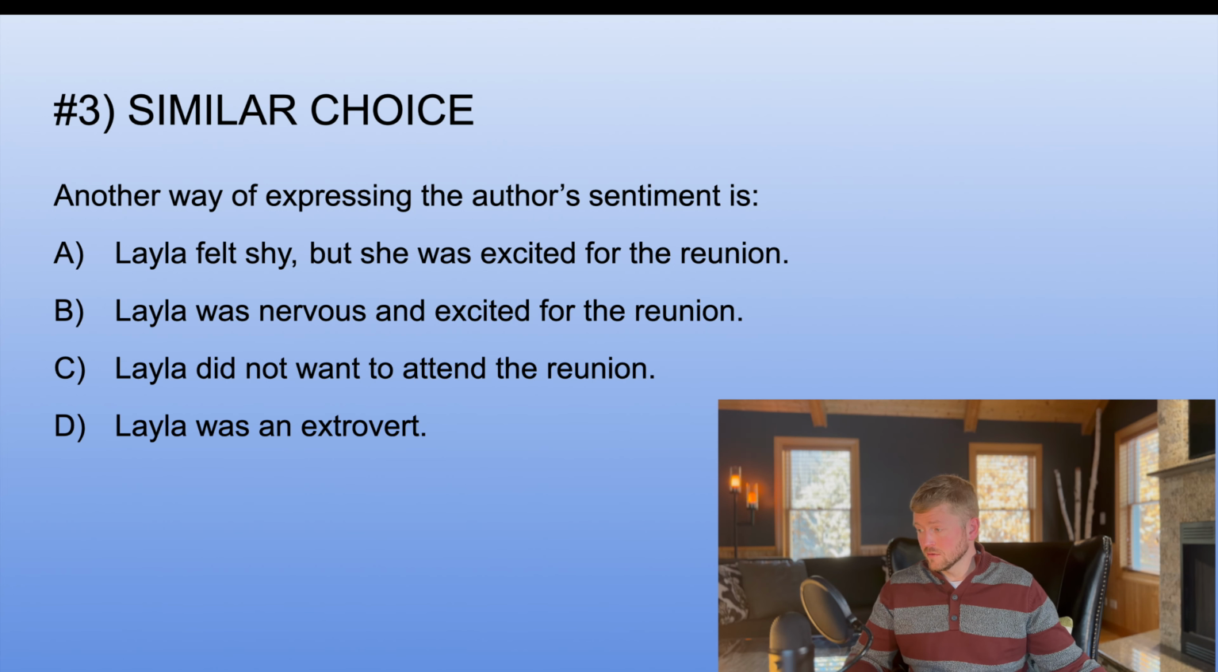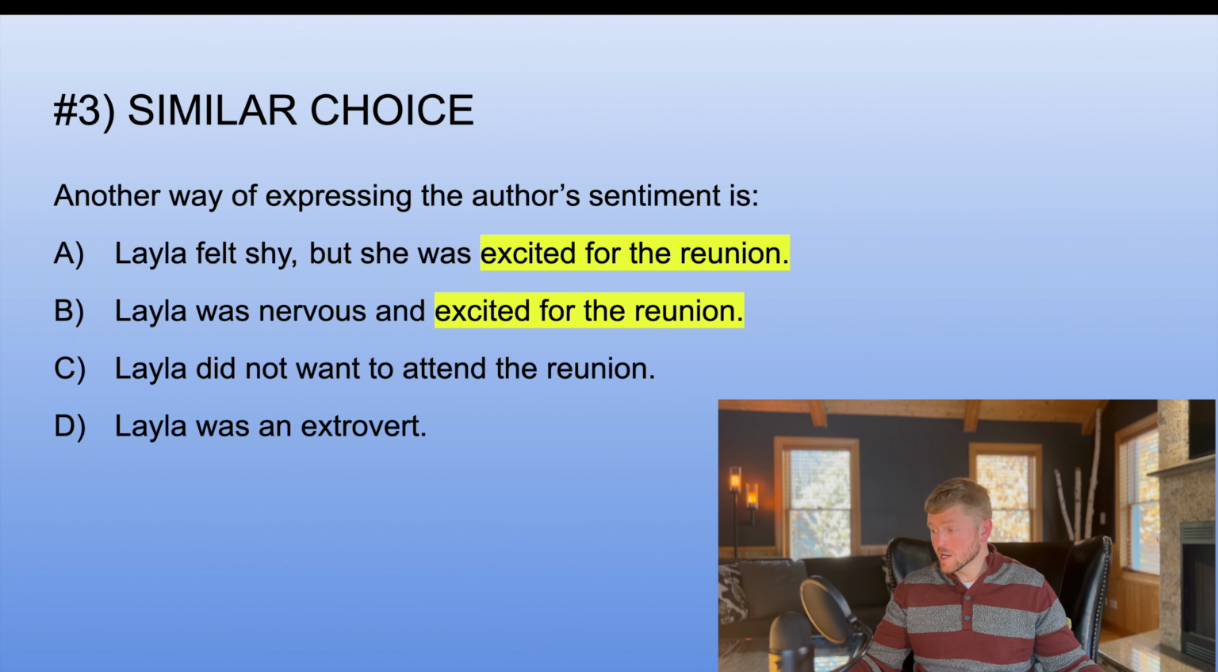Number 3, similar choice. When two answers only differ slightly, like a single word, choose one of those two. For example, this says, another way of expressing the author's sentiment is A, Layla felt shy, but she was excited for the reunion. B, Layla was nervous and excited for the reunion. C, Layla did not want to attend. D, Layla was an extrovert.